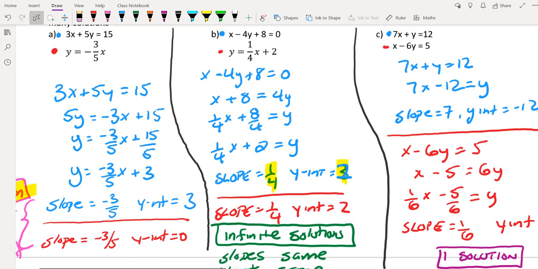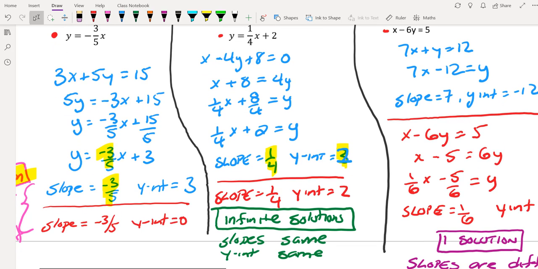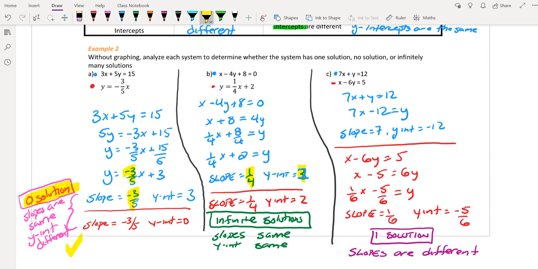So when you're doing these equations, and you find the slopes to be the same, you have 2 possibilities. It could be either infinite solutions or 0 solutions. So you need to check the y-intercepts to see which situation it is. If the y-intercepts are the same and the slopes are the same, we have infinite solutions. But if their y-intercepts are different, then you have 0 solutions because the lines are parallel to each other.